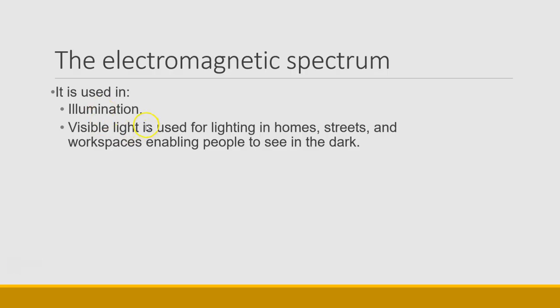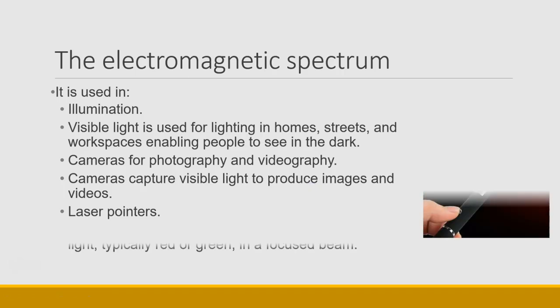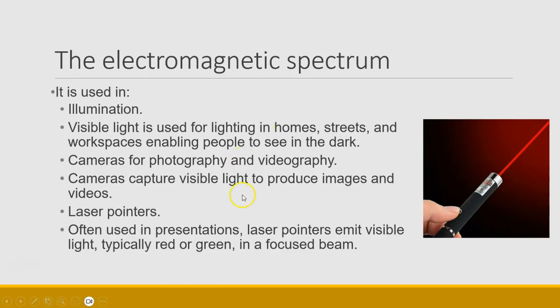Visible light is used in illumination. This means that we can light our homes, we can light the streets and workspaces, and people can see in the dark thanks to illumination and lighting. Visible light is also used in cameras for photography and videography, because cameras capture visible light to produce images and videos. And we also use visible light in laser pointers. Presentations use laser pointers, which emit red visible light, and sometimes it is green, in a focused beam.